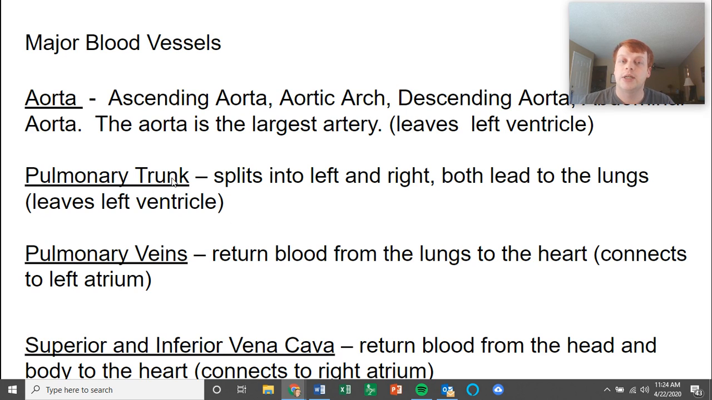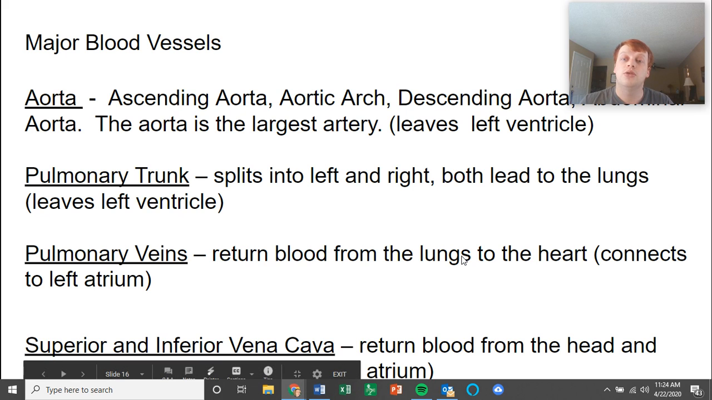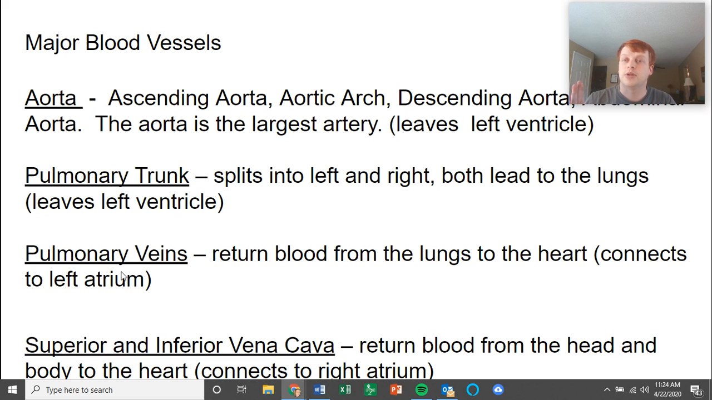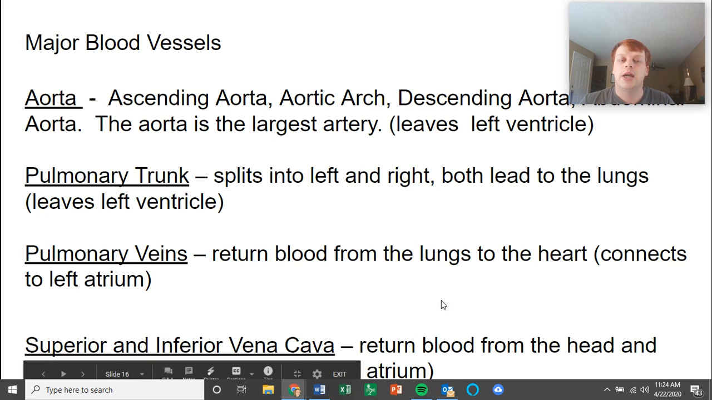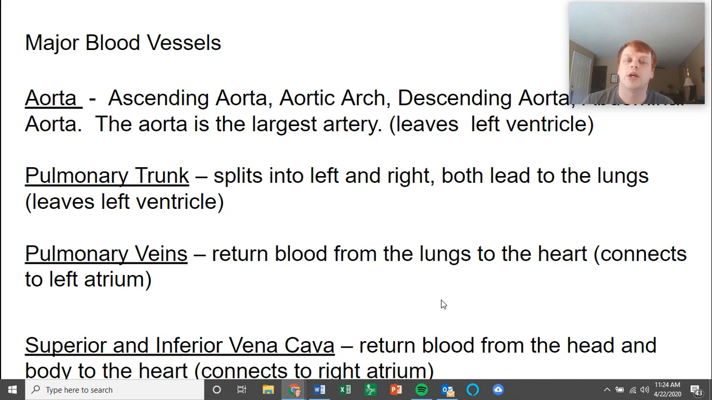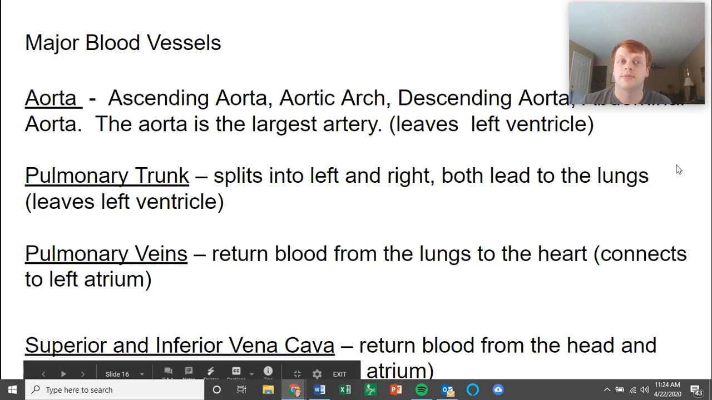Next up is the pulmonary trunk. This one splits left and right. Both of them lead to the lungs and also leave through the left ventricle. Then we have our pulmonary veins. These are the ones that take the blood from the lungs to the heart, so they connect to the left atrium. Remember, that's on the right side if we're looking at an image, just because it's kind of like stage directions. And then we have the superior and inferior vena cava. These return blood from the head and body to the heart and connect at the right atrium.